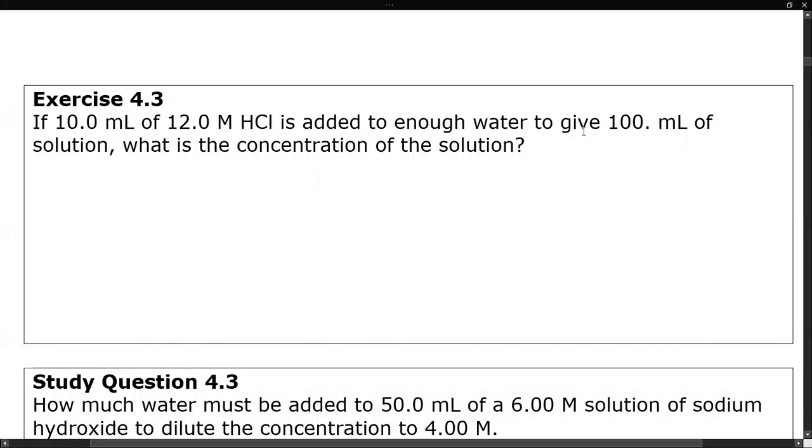So let's look at this next problem. If we got 10 milliliters of 12 molar hydrochloric acid added to enough water to give 100 milliliters of total solution, what's the concentration of the solution? So the second volume is always the total volume of the solution. We've got the initial volume, initial concentration. It's just working out a simple proportion problem.